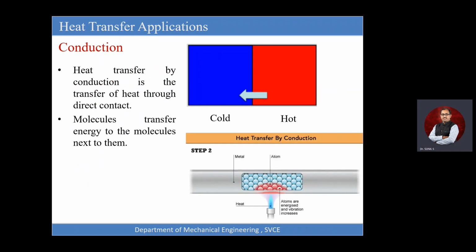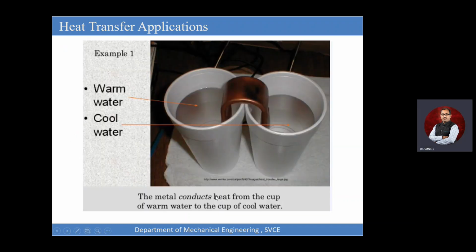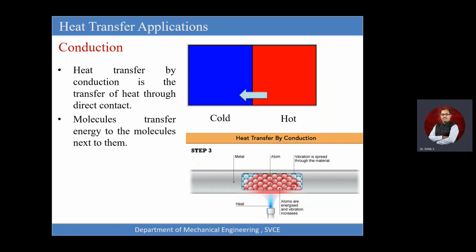The first example is conduction. You can see one animation I have put to make you understand. You are supplying the heat, right? Initially, what happens at step 2? Let me check whether I can pause it. No, it's not possible. See, at step 2, only a small portion of atoms are red in color. What can you understand from this? They are very hot compared to the surrounding atoms.